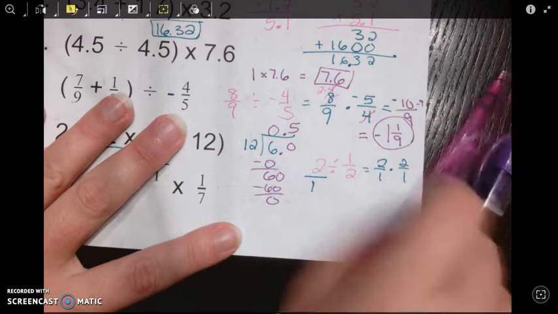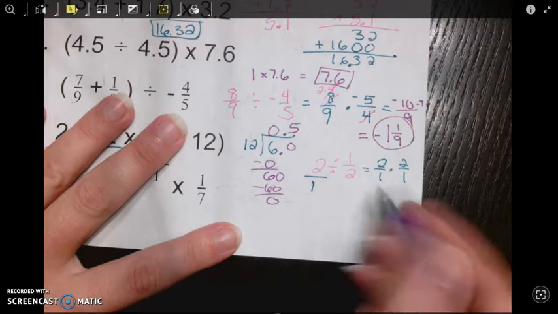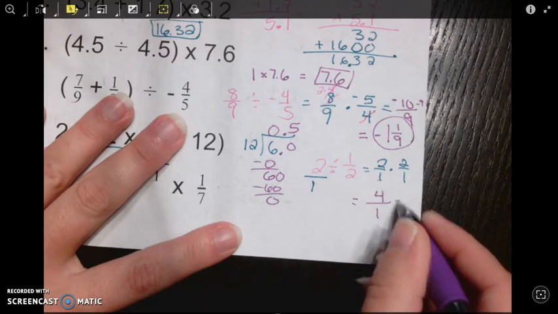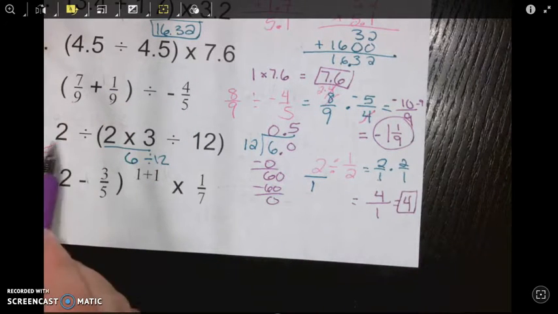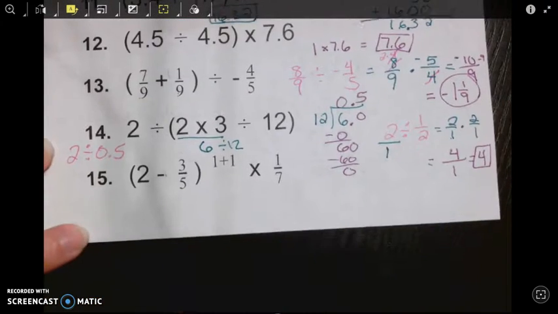Alright, so we can't do any bam bam rule. Just multiply across. 2 times 2 is 4. 1 times 1 is 1. 4 divided by 1. Simplify that to get 4. Then check. I did all the steps. I got all the numbers there. I don't see any negatives, so positive 4 it is.